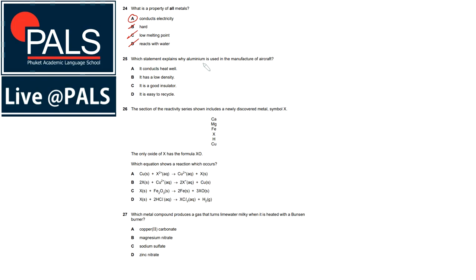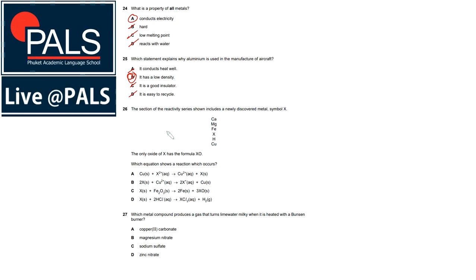Which statement explains why aluminium is used in the manufacture of aircraft? It conducts heat well. That's not something that's needed in aircraft. It has low density. That is probably the correct answer, because we want aircraft to be light. It's a good insulator. No, it's not a good insulator. Metals conduct heat well, so they don't insulate. It is easy to recycle. Not really, so yes, that is the important property for airplanes.